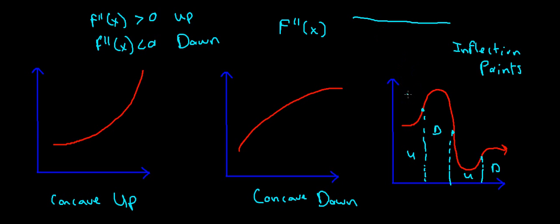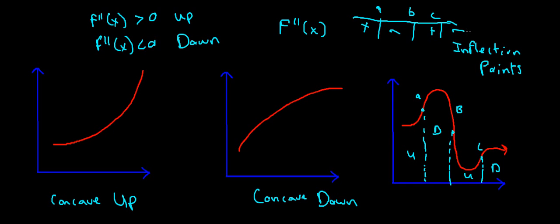Well, so let me look. A, B, C, something like this. So A, B, and C. So to the left of A, the second derivative would be positive. To the right of it, it would be negative. Left of B is negative. Right of B is positive. Left of C is positive. Right of C is negative.